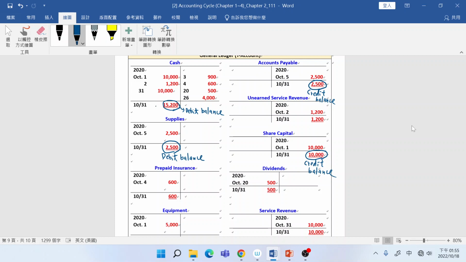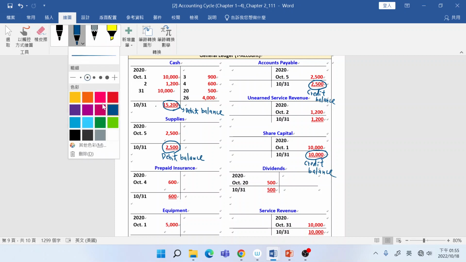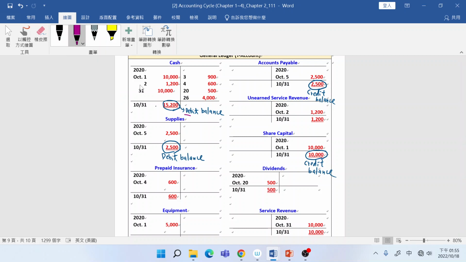Like cash, cash on a debit balance is normal or abnormal? Normal, right? Because cash on a debit balance is the increase side, okay, it is normal. Like this, accounts payable, credit balance on the increase side, okay, is normal. So double check each number. Okay, it should be no problem. Then you can take a break.